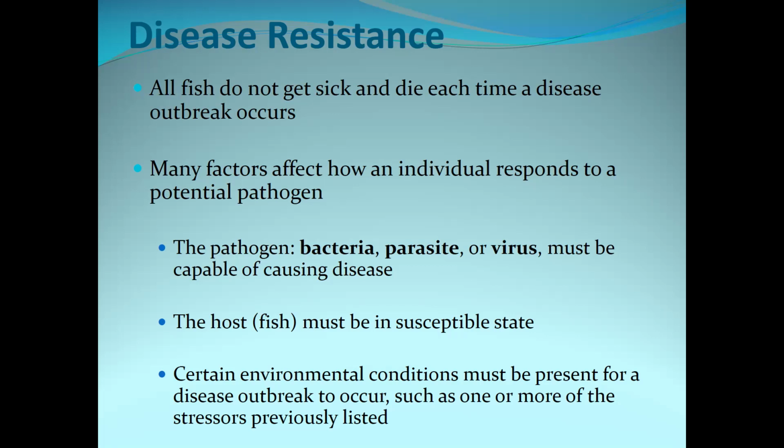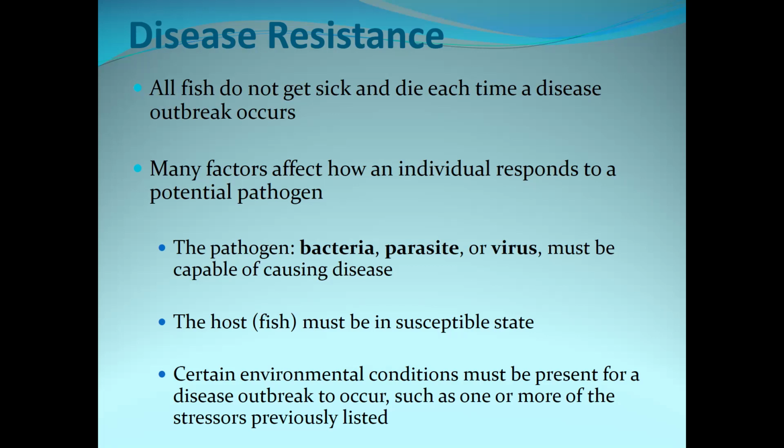So many factors affect how an individual responds to a potential pathogen, right? The pathogen itself could be a bacterium, parasite, or virus. It must first of all be capable of causing disease. Two, the host fish must be in a susceptible state. So remember that little diagram I showed you just now. I think they call it a Venn diagram. Yeah, I think so.